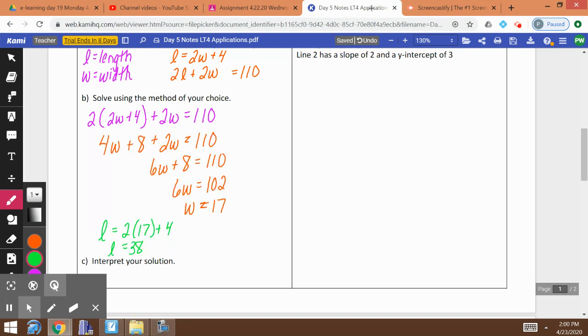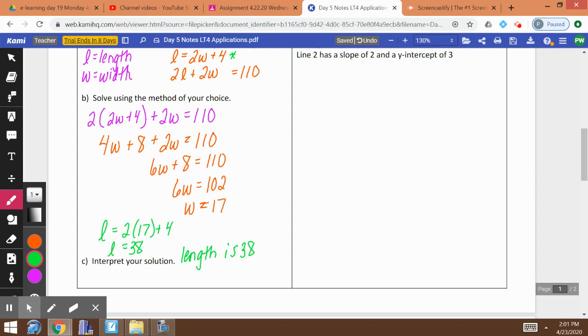All right, so I unpaused my video. Now you can see I finished my whole substitution method here. Solved it. We get W is 17. Substitute that back in. I put it back into our first equation up here, the L equals 2W plus 4, and get L is 38. So when we interpret this, we would just need to say, all right, that means that our length is 38.